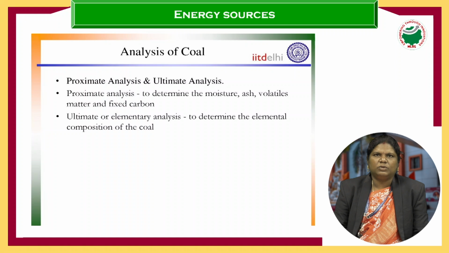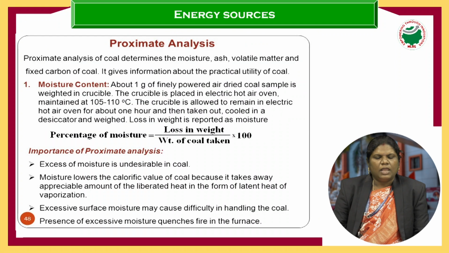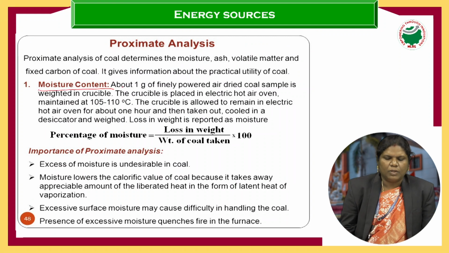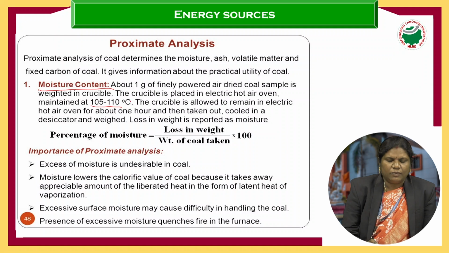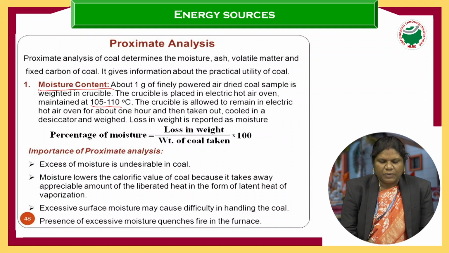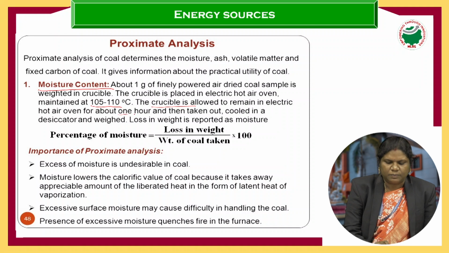Okay, first we will see about the proximate analysis. In proximate analysis, first we will determine the moisture content of the coal. For this process, the procedure is we have to take 1 gram of the dry powdered coal sample into a silica crucible, which is kept in a hot air oven at 105 to 110 degrees centigrade, which is maintained for 1 hour. The hot air oven should be maintained at a 105 to 110 degrees centigrade temperature, and the crucible is allowed to remain in the electrical hot air oven for about 1 hour.